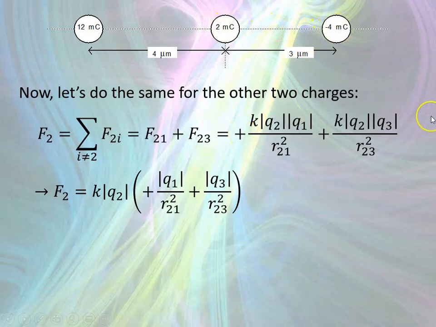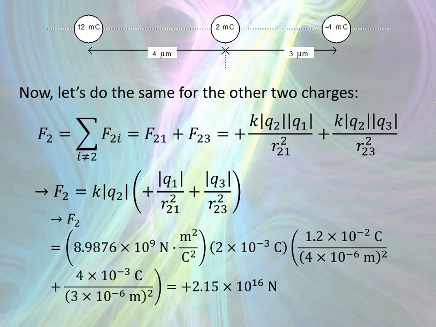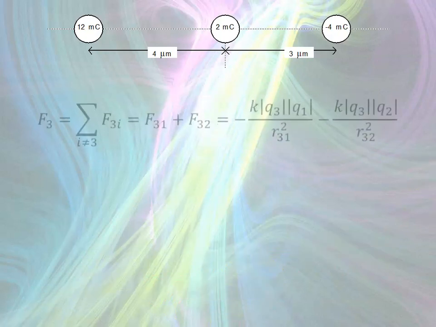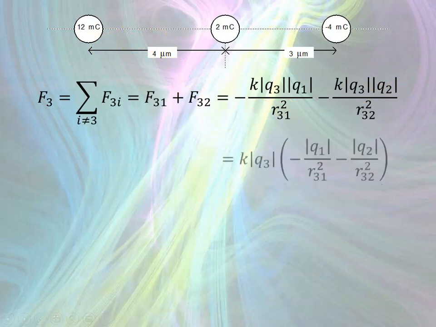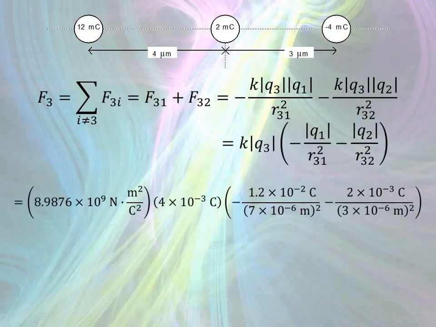So in this case, we get plus signs both times. Factor out the common terms, plug in the numbers, and we get an even bigger force, again, toward the right. And then finally, for charge 3, that force is going to be to the left due to each of the other two charges. So we factor out common terms, and again plug in our numbers, giving us a net force on charge 3 of a big amount of newtons going toward the left.